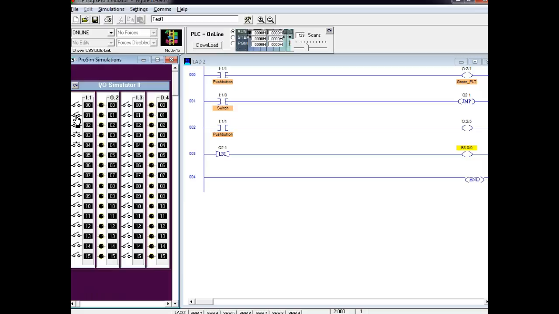Okay, so now I've got it turned off. I'm going to tell it to jump around it. And I'm going to come over here and close input 1. But 5 doesn't come on. Why? Okay, so here we come right down through here. Is the jump true? Yeah. Okay, so it's going to jump over that rung and it's not going to scan that input, right?